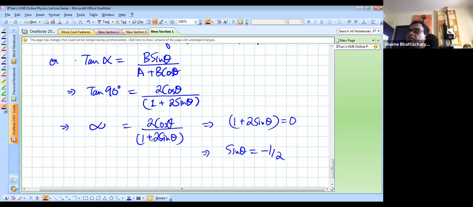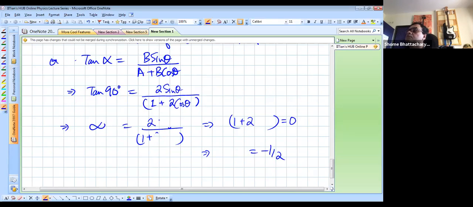Oh, sorry, not sine theta, cos theta. Please make a correction, guys. This has got interchanged for some reason. So this is actually cos theta. So cos theta should be minus half. So as you can see from above, from the formula, we have B cos theta in the denominator, and we have B sine theta in the numerator. So we've got this. So cos theta is minus half is now what we have to solve for.